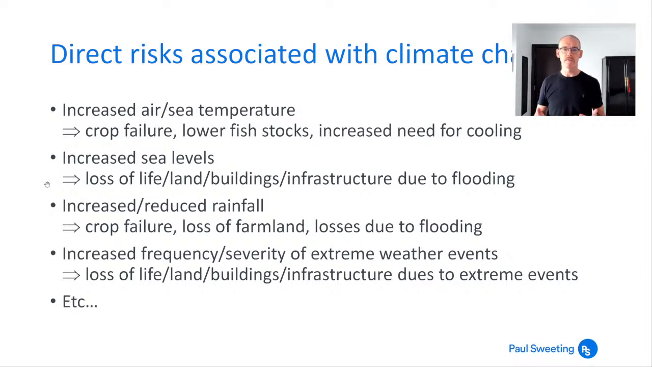Increased or reduced rainfall, this could lead to crop failure, loss of farmland, losses due to flooding, and the increased frequency or severity of extreme weather events, again, loss of life, land, buildings or infrastructure due to extreme events. Now these are very direct consequences that you might have from climate change. So the climate changes, you have an event, it impacts directly.